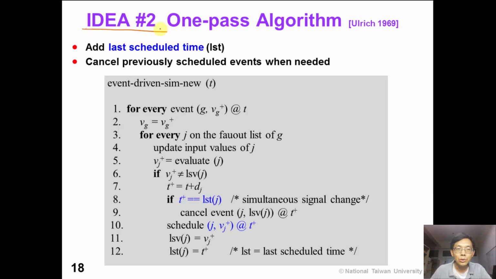For idea number 2, we use the same algorithm, but this time we add a last schedule time variable for each gate. When we find that we schedule a simultaneous signal change, we would cancel the previous event so that we will not have simultaneous signal change at the same time. So is this a better idea?